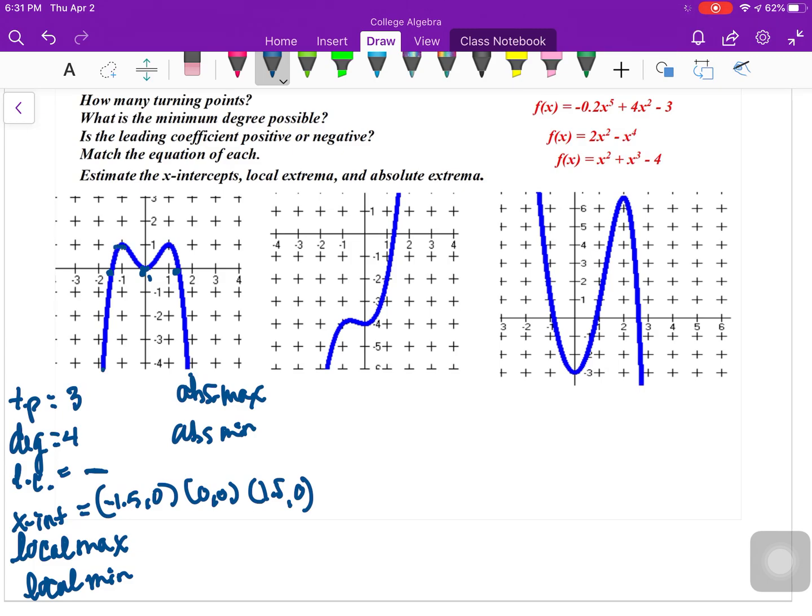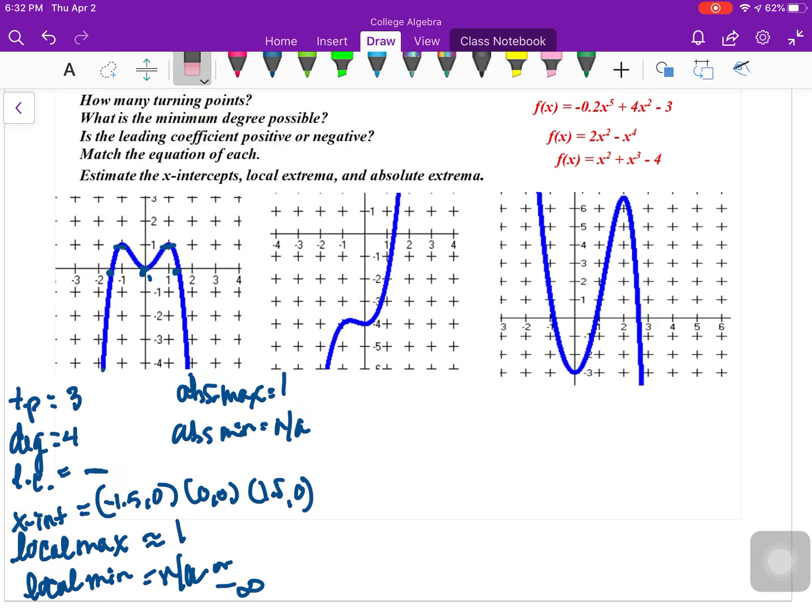My local max looks like here at about 1, and here at about 1. My local min, not applicable. More negative infinity. The absolute highest it reaches is 1. The absolute lowest it reaches is not applicable.